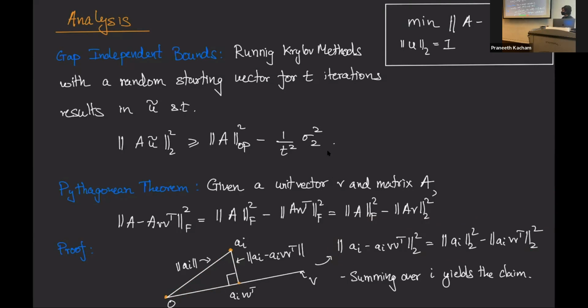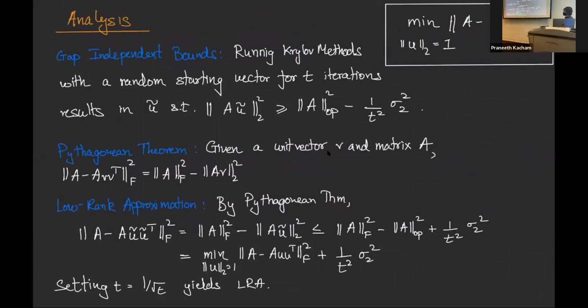And this is not going to hold for non-Euclidean spaces. Okay, how do we use this Pythagorean theorem? Well, let's apply this to our vector U tilde, which was the output of this gap independent bound. By the Pythagorean theorem, we can simplify it as the Frobenius norm of A squared minus the L2 norm of A times U tilde.